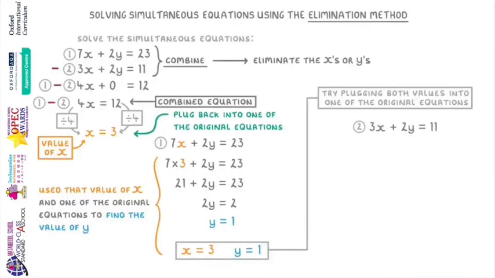3x plus 2y is equal to 11. So, we're going to substitute 3 for x and 1 for y. So that will be 3 times 3 plus 2 times 1 is equal to 11. So 3 times 3 is 9 and 2 times 1 is 2. So if you add that, that's 11 equals 11. So our solutions are correct.